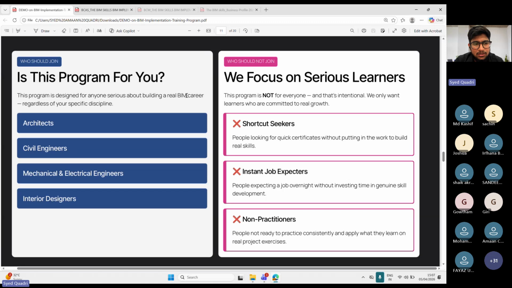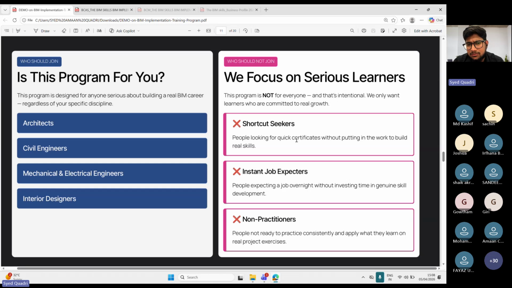The candidates who look for shortcuts, like people looking for quick certificates without putting in the work to build real skills. You already got a certificate during engineering or architecture. If you showcase that certificate and try to get a job, nowadays companies are not just taking the interview. Along with the interview, they are taking the tool test. Why are they taking the tool test? They give you one work during the tool test and want to test whether you are capable. I think I gave an interview in 2016.